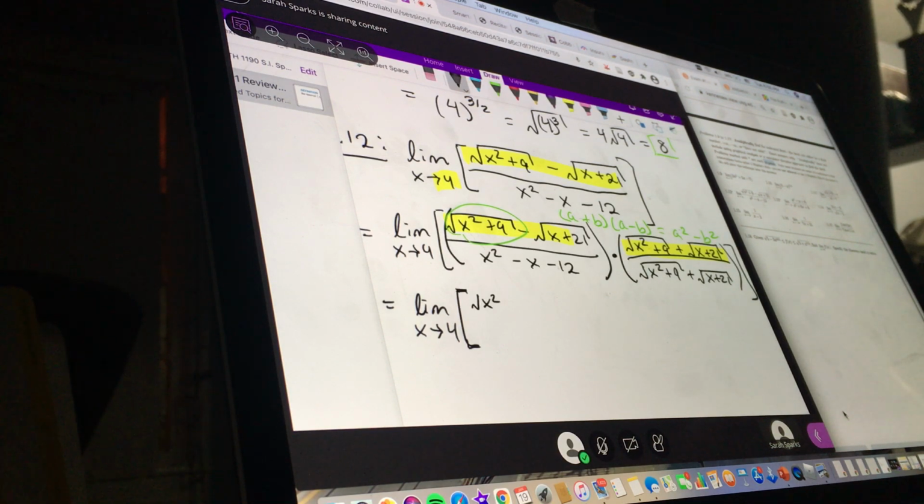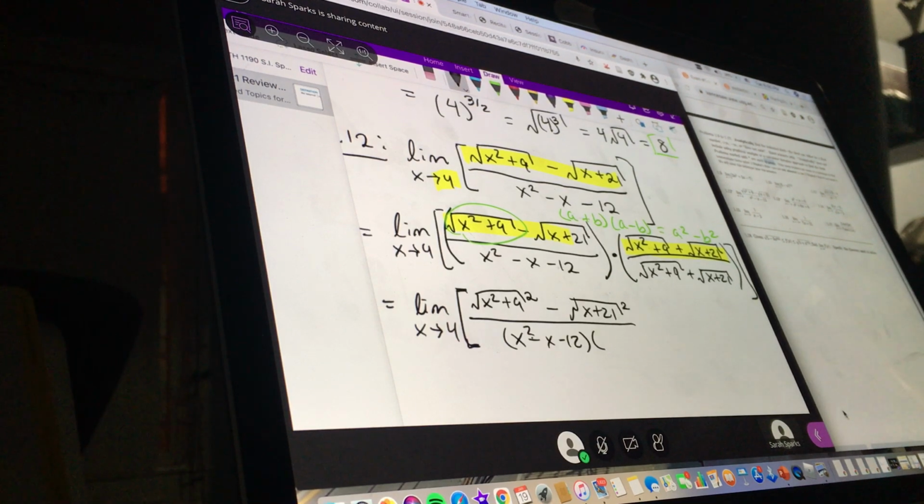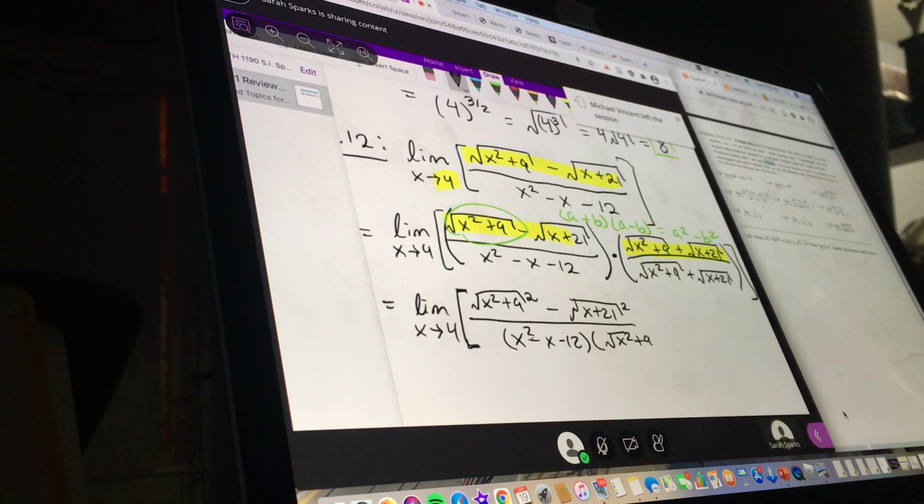So it's going to be the square root of x squared plus 9, squared, minus the square root of x plus 21, squared, over x squared minus x minus 12 times the square root of x squared plus 9 plus the square root of x plus 21.